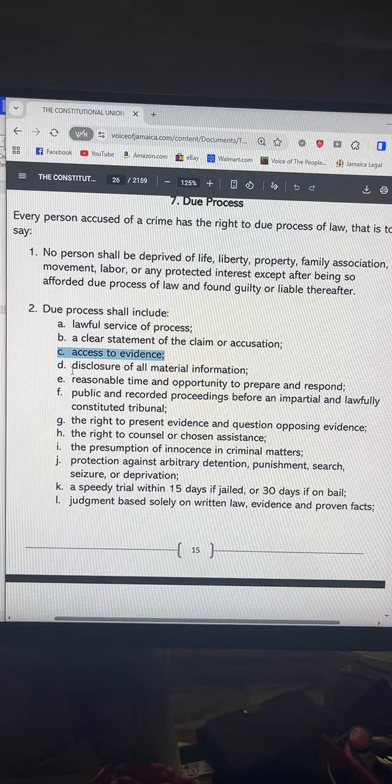I got a ticket for speeding, but the speed gun was never shown to me. They don't have to show you that in the current system.